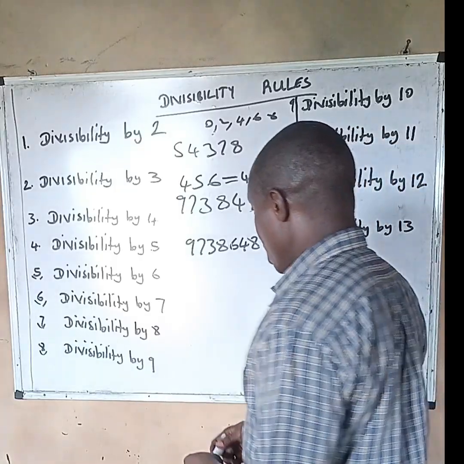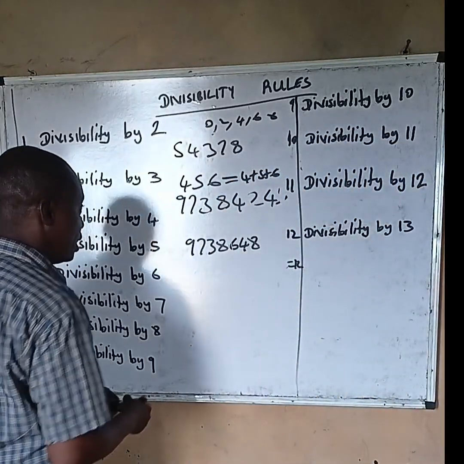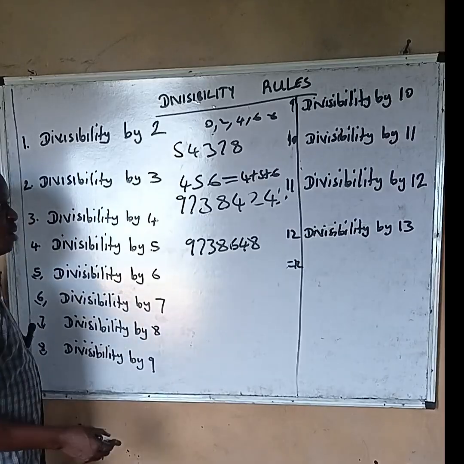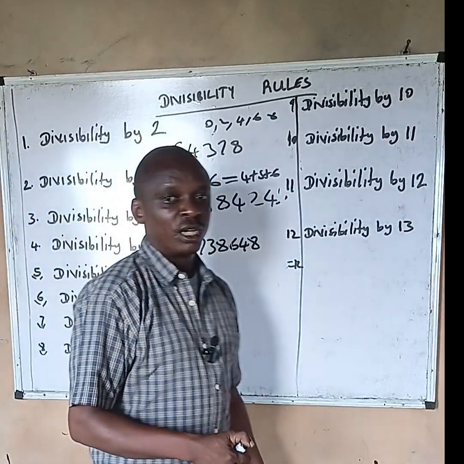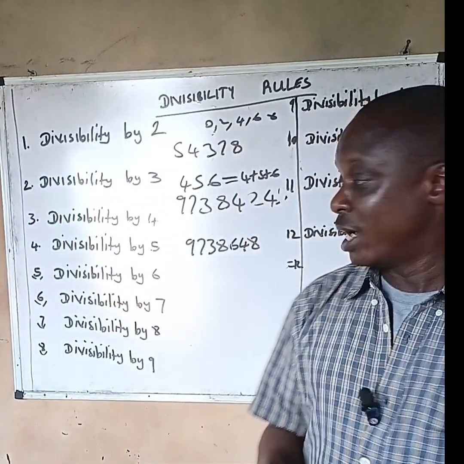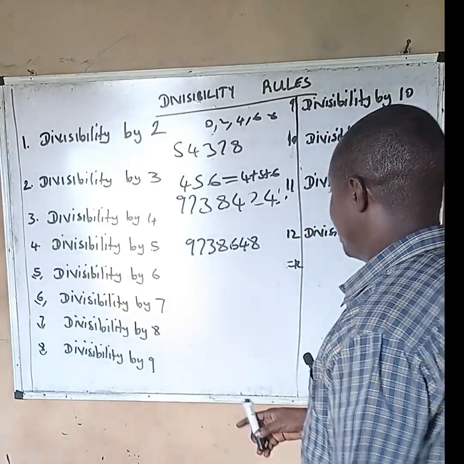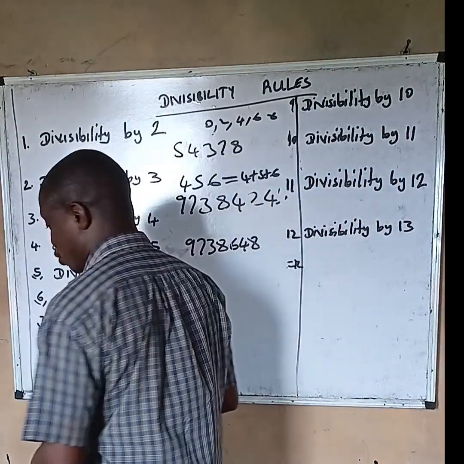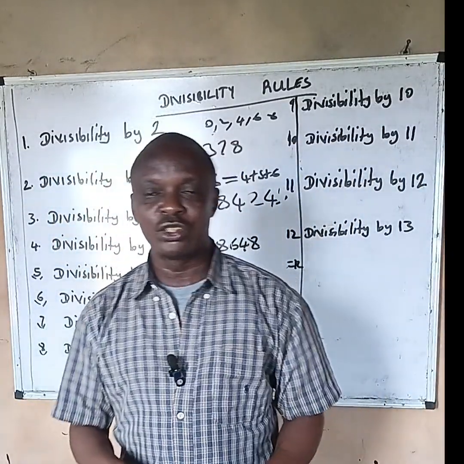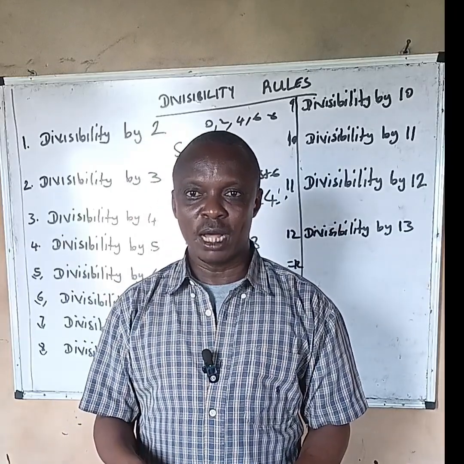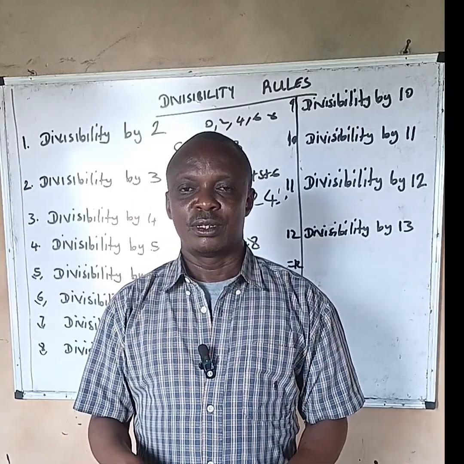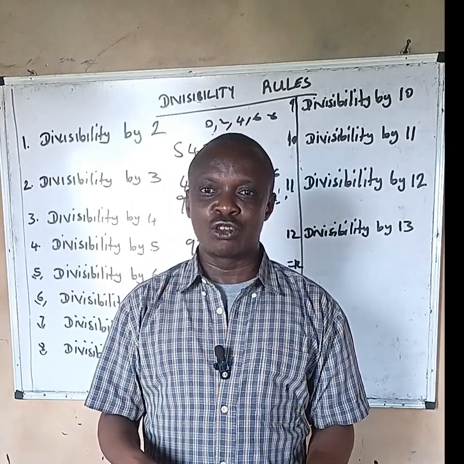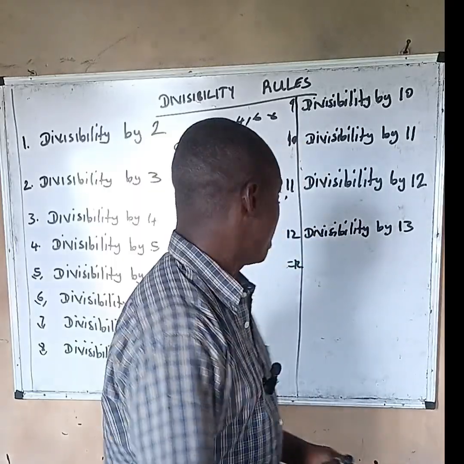Okay? How do you know when 9 can divide a number? All right. 9 can divide a number if the sum of its digits is divisible by 9.